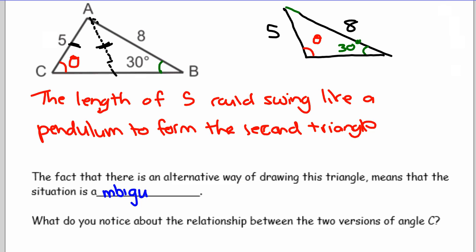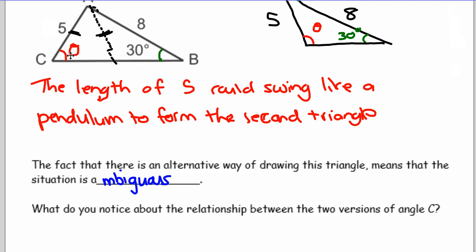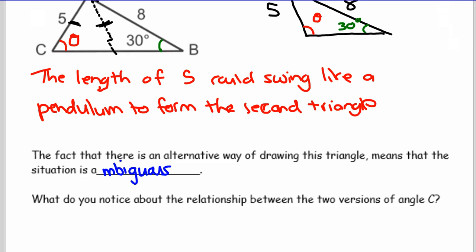I think that side is ambiguous. So, what do you notice about the relationship between the two versions of angle C? Here is the first version of angle C. Here is the second version of angle C. Yeah, one's acute and one's obtuse. Good, that's a good point. So let's write that: one is acute and one is obtuse.